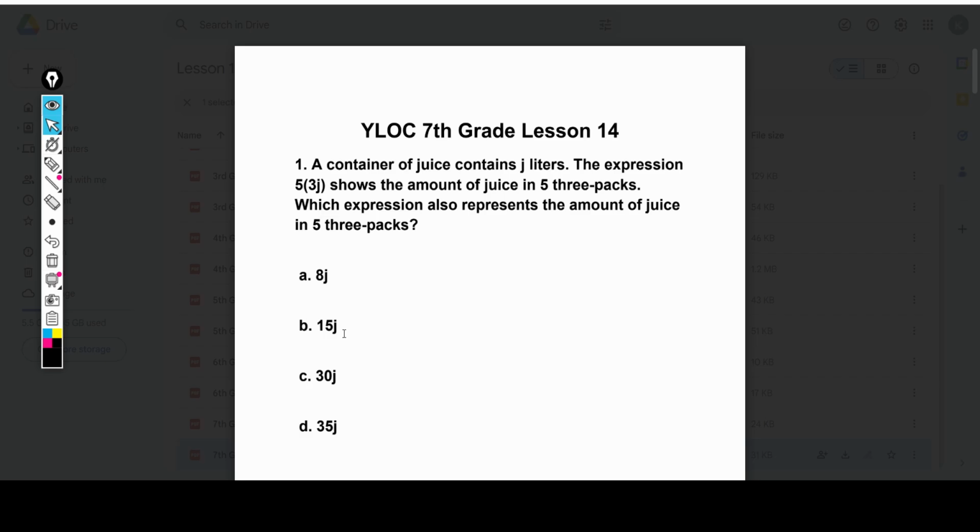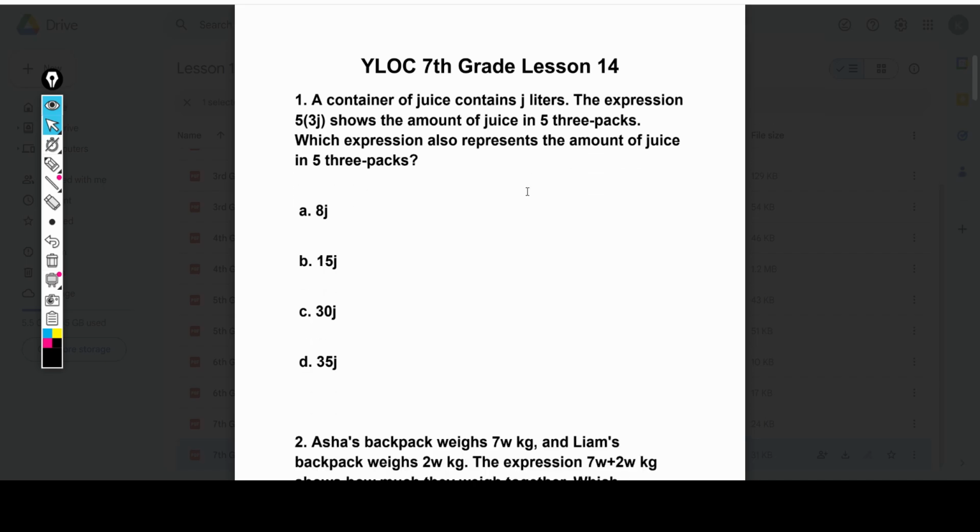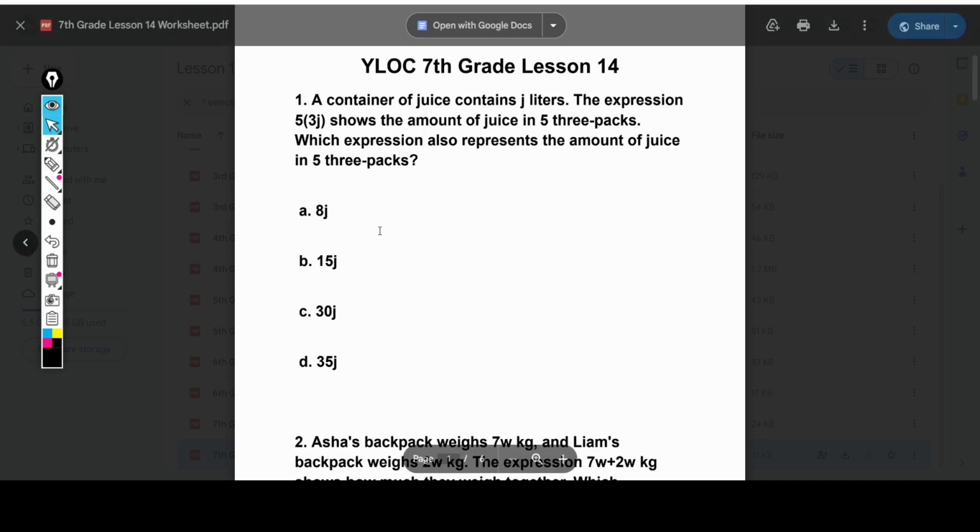For our first question, we have a container of juice that contains J liters of juice. And we have an expression 5 times 3J, which shows the amount of juice in 5 3-packs. So what's another expression that represents the same amount of juice?